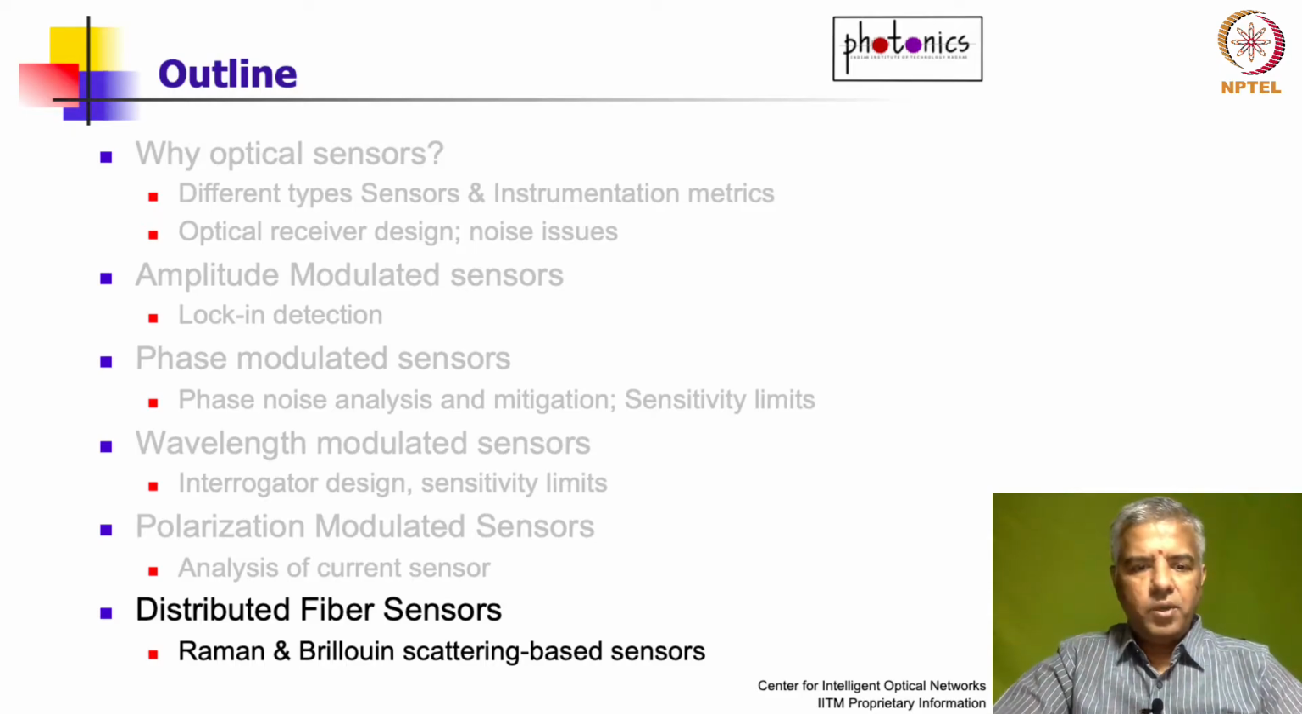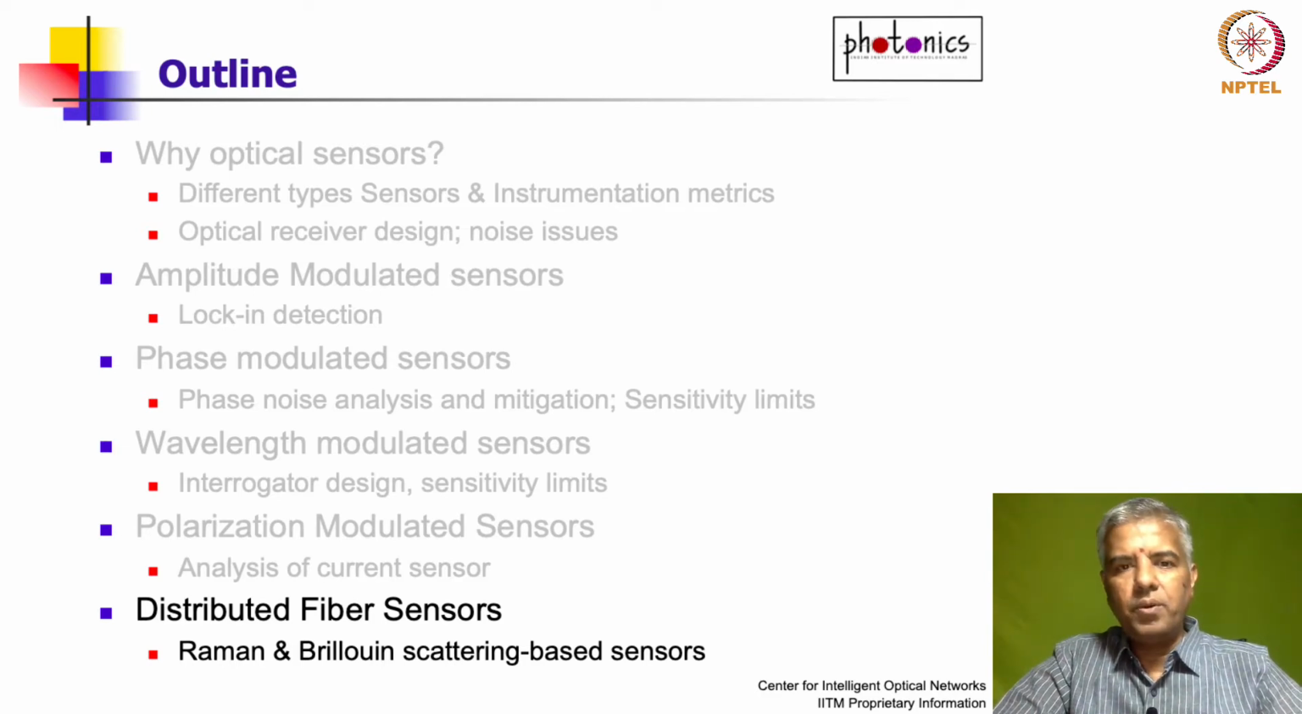So far, we've been looking at different types of optical sensors, such as amplitude modulated sensors, phase modulated sensors, wavelength modulated sensors, and polarization modulated sensors. Now it's time to look at a very unique type of optical sensor, which is a distributed fiber sensor.